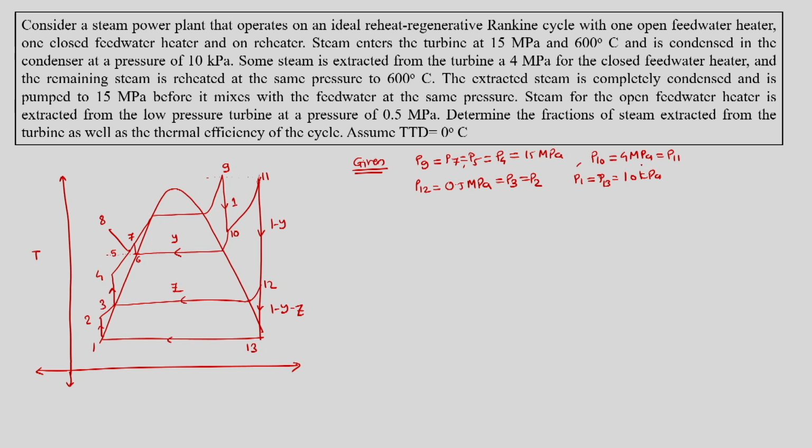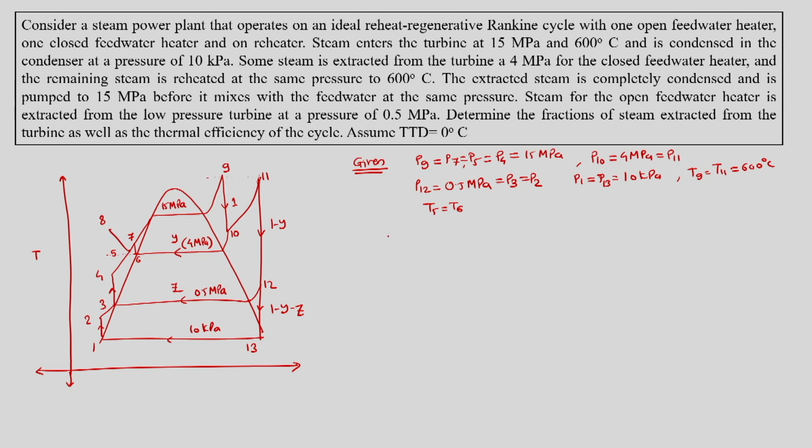So, this is the condition. Here we are having 15 megapascal, here we are having 4 megapascal, here we are having 0.5 megapascal, here it is 10 kPa. Having said this, now we can proceed further, and the given things are further T9 is equal to T11 is equal to 600 degrees Celsius. Since TTD is 0, we are also told that T5 is equal to T6.